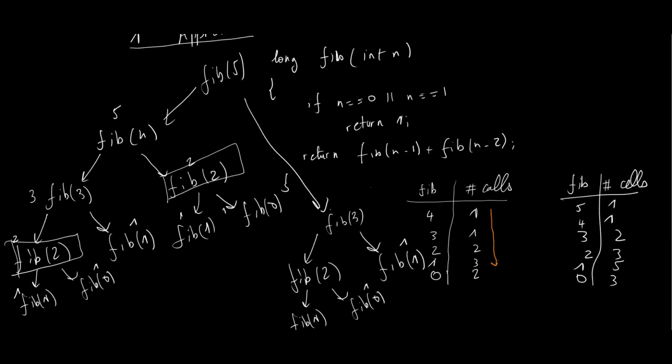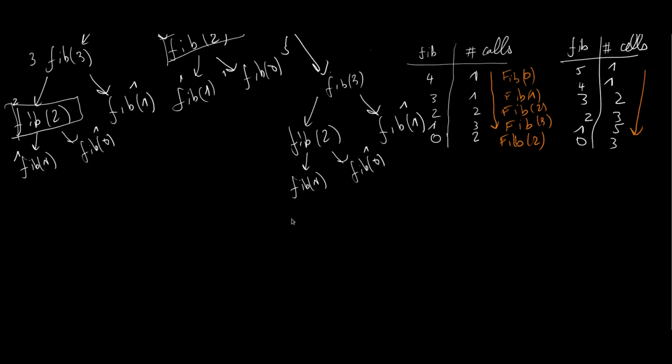So if you notice, there is a pattern that emerges here. We have 1, 1, 2, 3. Here we have 1, 1, 2, 3, 5. If you extend these examples further, you will see that the number of calls is exactly equal to fib of 0 here, fib of 1, fib of 2, fib of 3, and fib of 2.